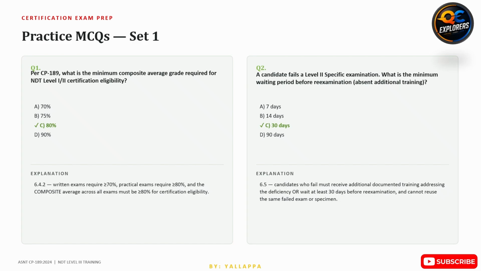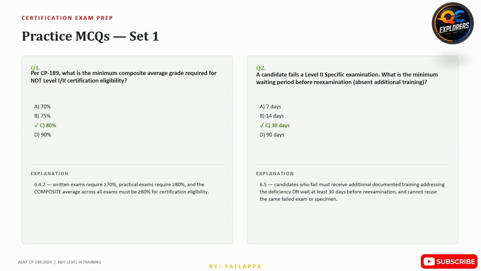The question asks, a candidate fails a Level 2 specific examination. What is the minimum waiting period before re-examination if no additional documented training is completed? The available choices are 7 days, 14 days, 30 days, and 90 days. The correct answer is 30 days.